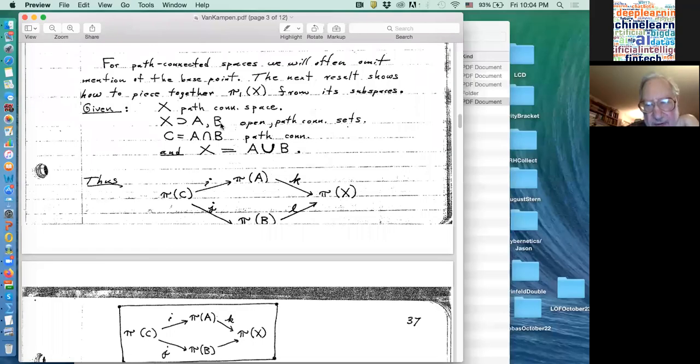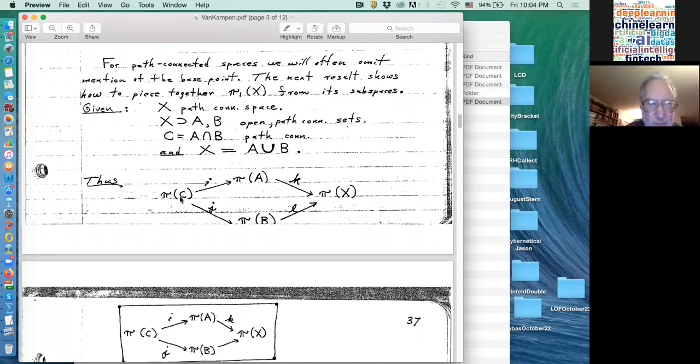which for the purpose of stating the theorem are open and path-connected sets, and the intersection of A and B is path-connected. And X is the union of A and B. So X is made up of the two spaces A and B, but they could be much more complicated than just two overlapping disks like my hands. But we have a map, a diagram of maps.